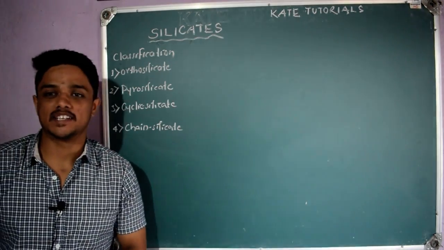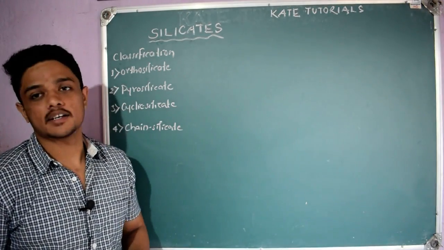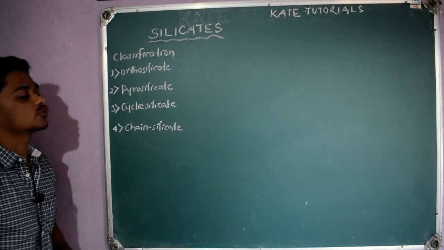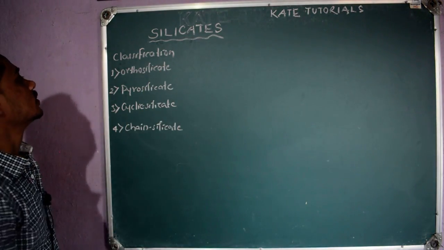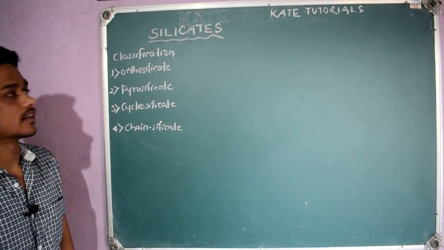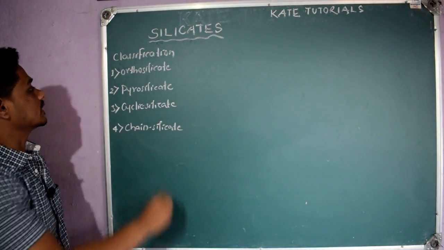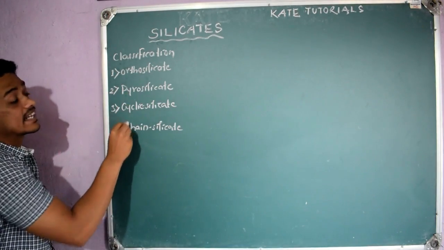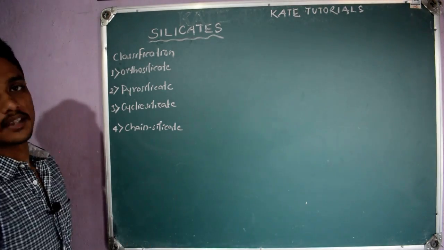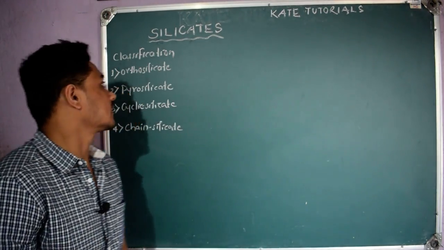So in the last class we discussed the structures, the 3D view and 2D view of silicates, right? We saw the general formula, and we discussed the structure of orthosilicate and pyrosilicate. Let us see in this class the classification of these silicates. We classify these silicates into four: orthosilicate, pyrosilicate, cyclic silicates, and chain silicates. Let us see how they look, what their structure is, everything we shall see.